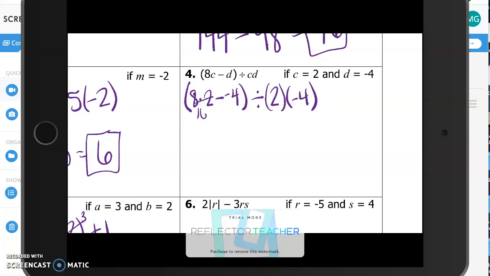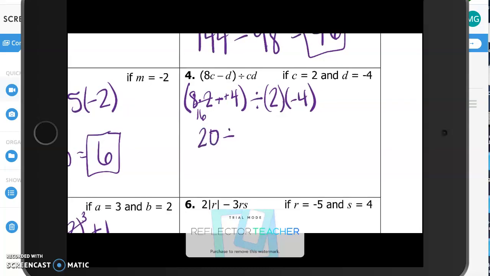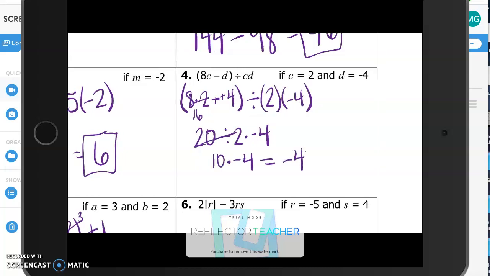8 times 2 is 16 minus negative means plus positive. So 16 plus 4 is 20 divided by 2 times negative 4. So if you want to take the parentheses out, it would look like that. So you need to do 20 divided by 2 is 10. 10 times negative 4 is negative 40. So it's very important to notice that you need to divide before you multiply in this one.